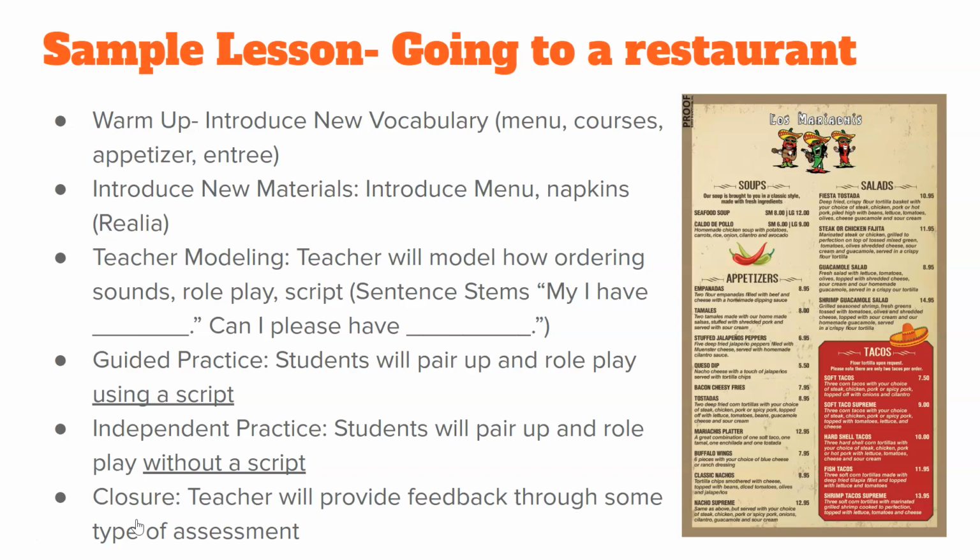So they would practice with a lot of support. That support could be a script, that support could be sentence stems, and then they would move from guided practice to independent practice. The students would practice with less support. So maybe not using a script this time and maybe not being provided sentence stems. At the end of the lesson, the teacher would assess if the students met the objective, if they are able to order food at a restaurant, and the teacher would provide some type of feedback.